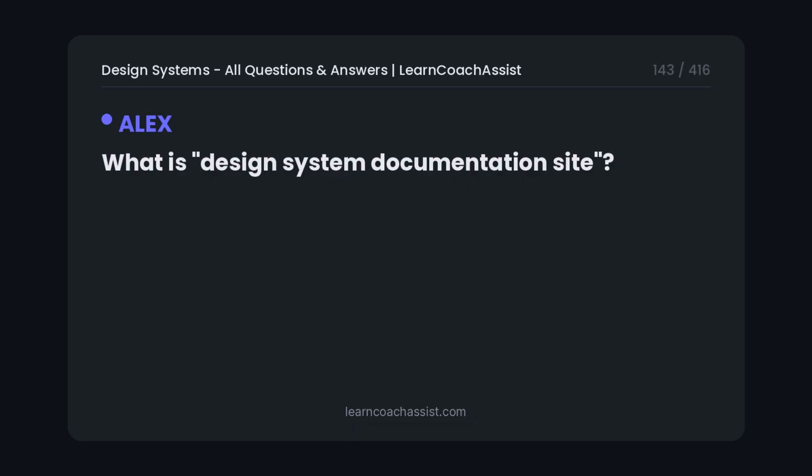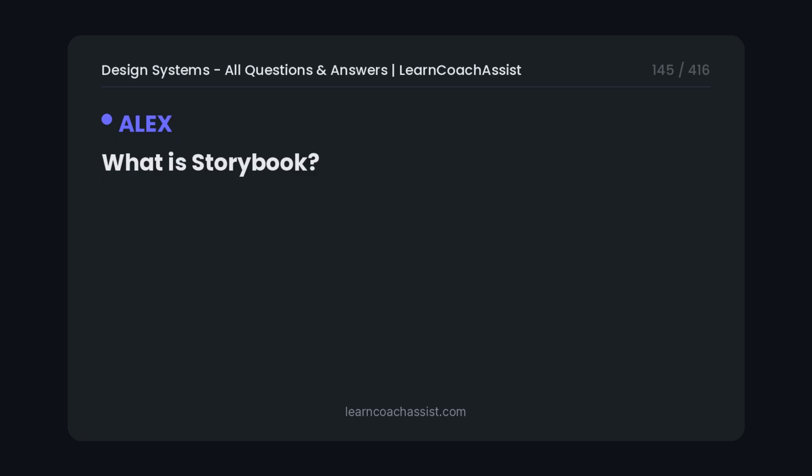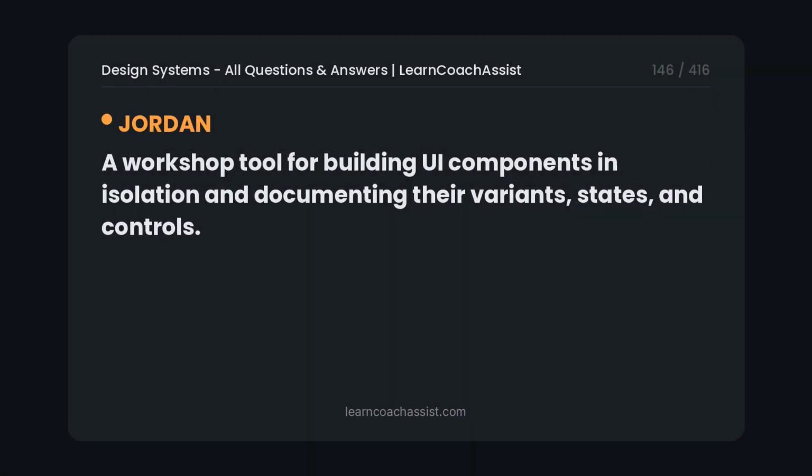What is a design system documentation site? The canonical reference site, often built with Storybook, Docusaurus, Zeroheight, single landing place for everything. What is Storybook? A workshop tool for building UI components in isolation and documenting their variants, states, and controls.